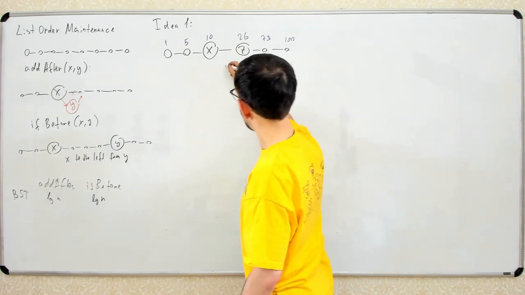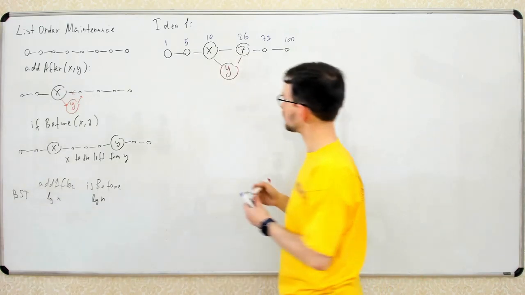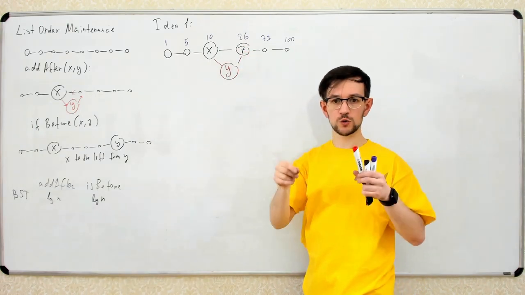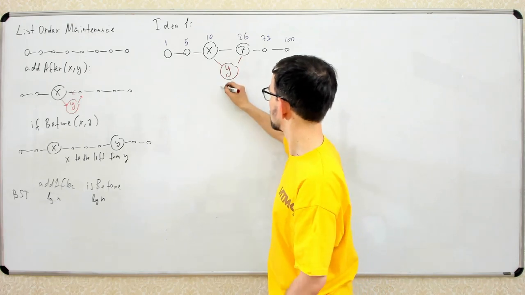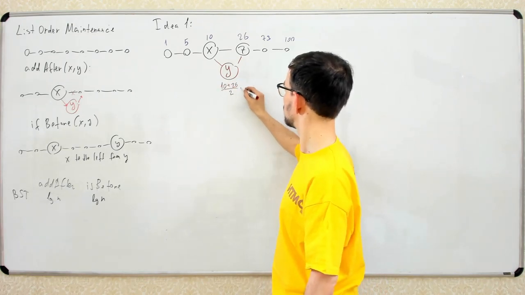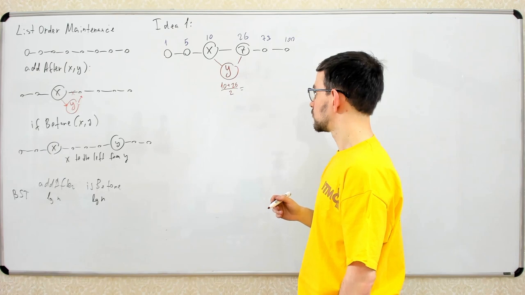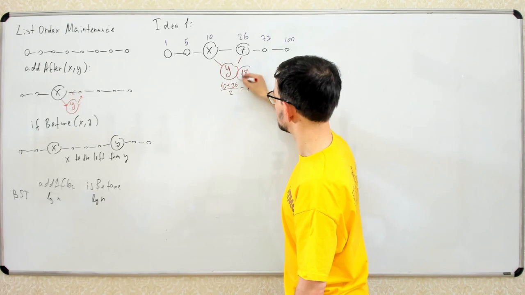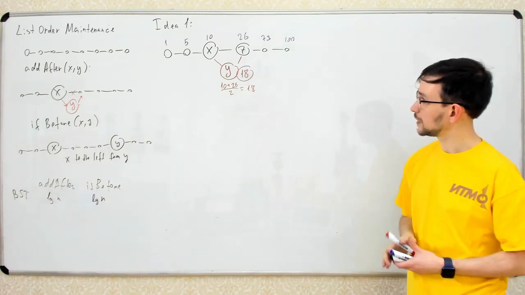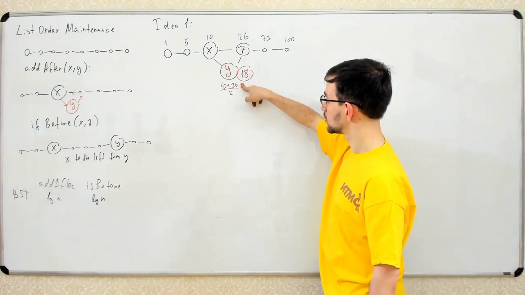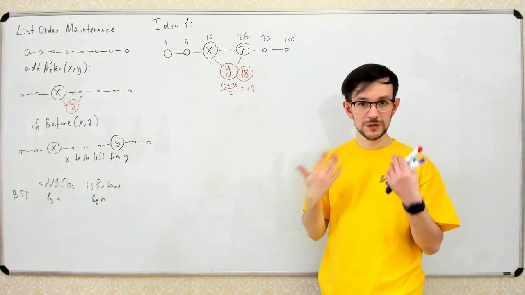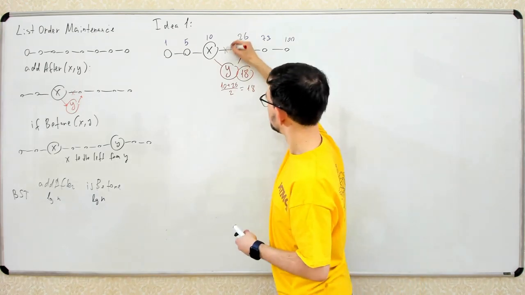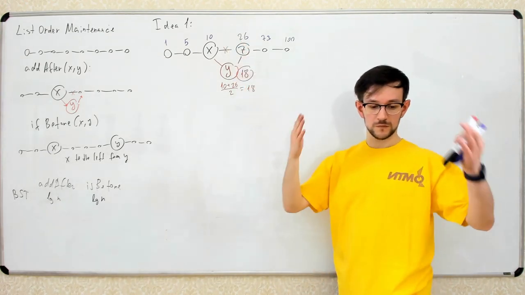So when you add a new element here, we will just put the average value of these two integers. So we will put here an integer equal to 10 plus 26 divided by 2. So it's 36 divided by 2, it's 18, right? So we'll put integer 18 in this node. If we put the average value in this node, then the sequence of integers will still be in sorted order, right? That's the whole plan.